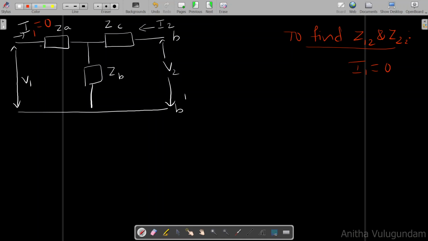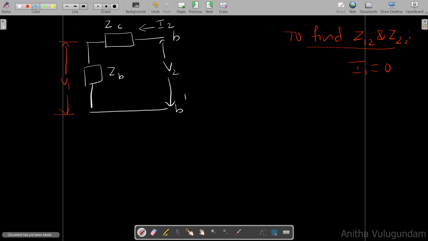When you put I1 equal to 0, no current is entering this branch. So here it is like open circuited. Whenever open circuited, you can just ignore this impedance, just like the previous case, and this would be V1. Okay, so here we can write the formulas.